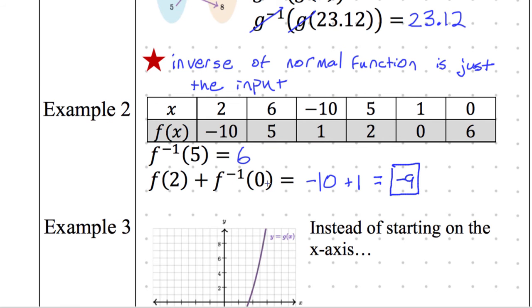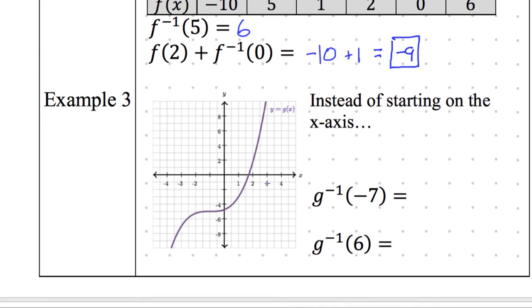Are there questions about how to do example 2 from a table? We know how to go backwards. We know how to go forwards. All right. Example 3, and then once we hit example 4, then things start heating up.